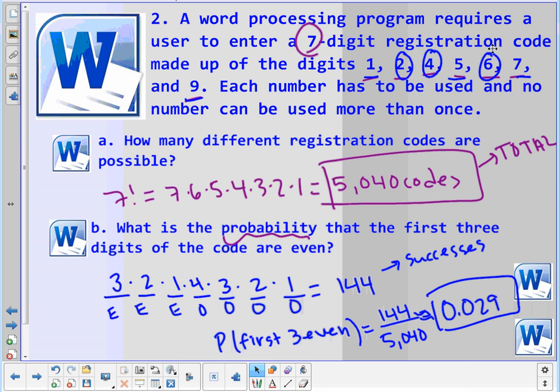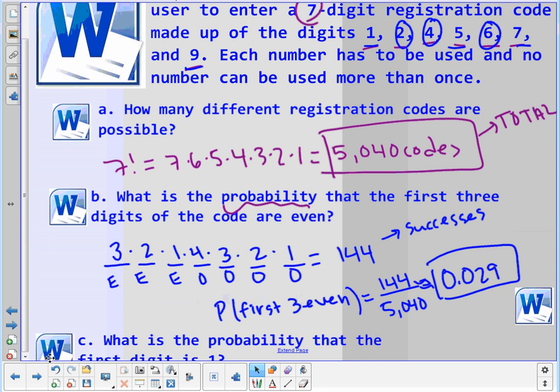Okay, so let's just run through that again. I had 7 digits total, but 3 of them were even. So I had to put those 3 first because I wanted the first 3 digits to be even. That was my success. First 3 digits even. So I had 3 times 2 times 1 for the even digits. Then I had to use the odd ones after that. So that's 4 times 3 times 2 times 1. Putting all that together is 144. 144 is the success. 5,040 is the total. Do the division, and that's what you get.